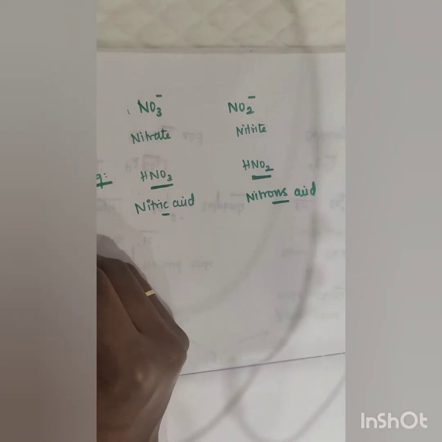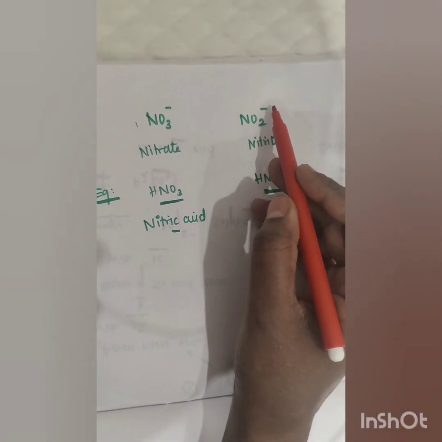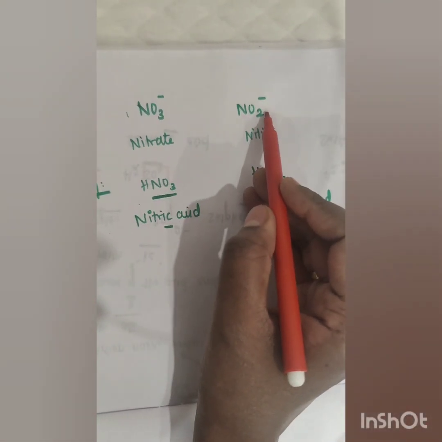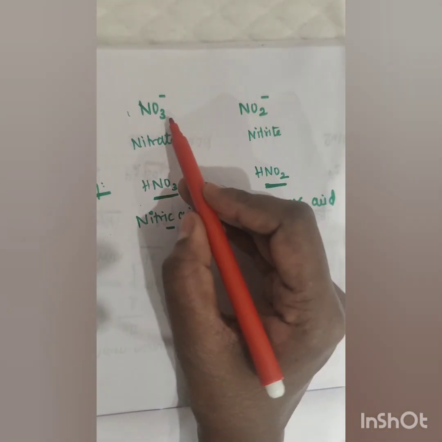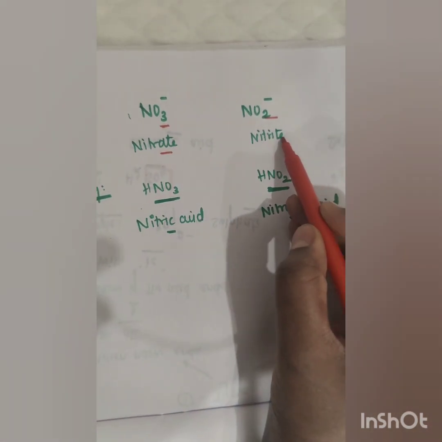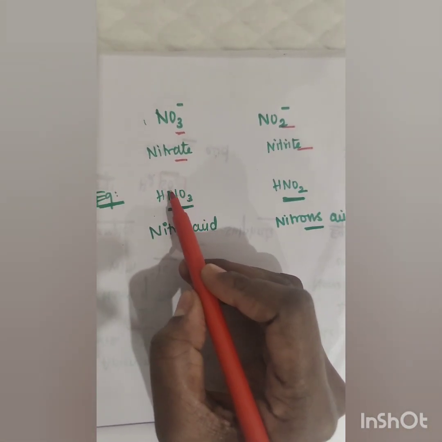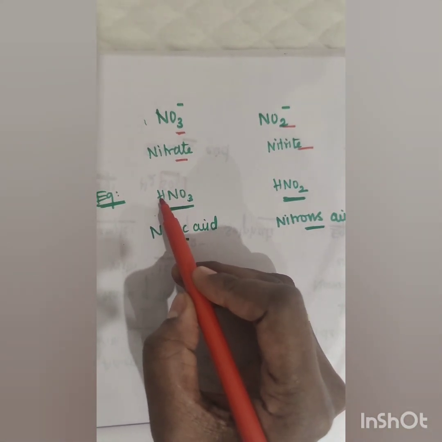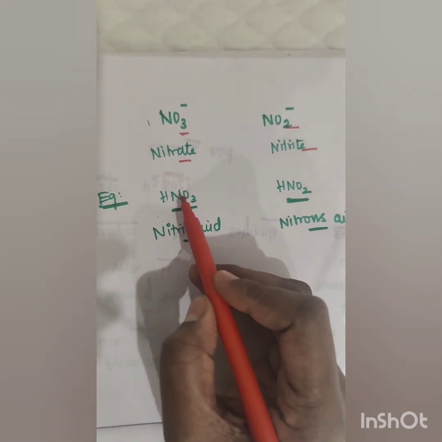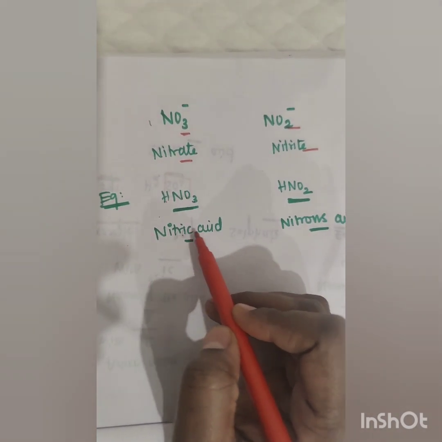One more example in the first type, that is NO3 minus and NO2 minus. Both are polyatomic groups. The only difference is the number of oxygen atoms, so based on that we have ATE and ITE groups. I already told you that if hydrogen is connected with a polyatomic group, the name should be derived from the polyatomic group. So it is called nitric acid.